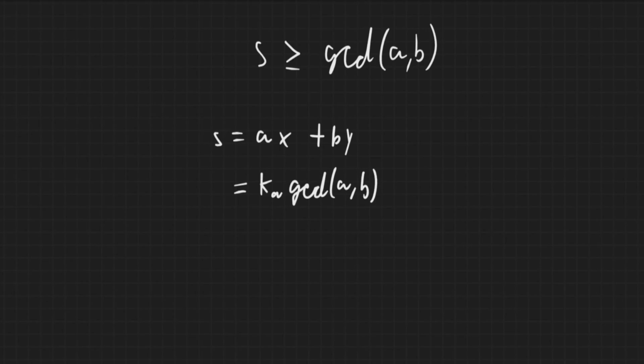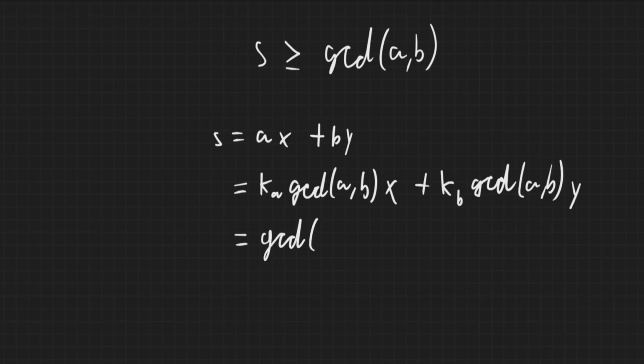And we can write b as some multiple kb times the GCD of a and b. So this equation here becomes this equation. And now what we can do is we can factor out the GCD. So this gives us the GCD of a and b times ka times x plus kb times y.